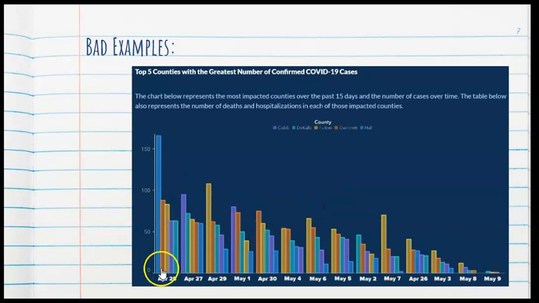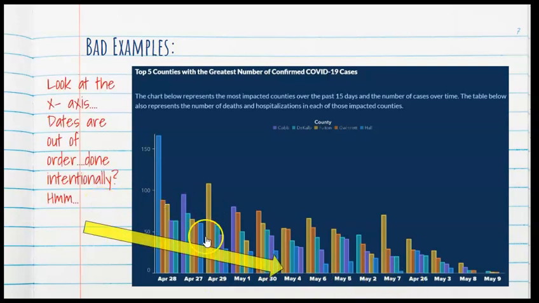But if you look carefully, there is something wrong with the axis. Your vertical axis is fine. It starts at 0 and it looks like it's got good scaling. It's consistent. All right, that's okay, but look at your horizontal axis. Look at the dates. April 28th, then the 27th, then the 29th. First, April 30th, May 4th, May 6th, then May 5th, May 2nd, May... So look, this is done out of order.